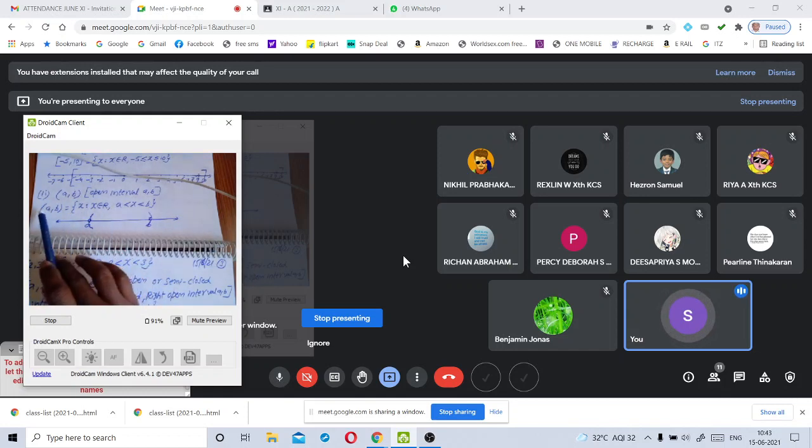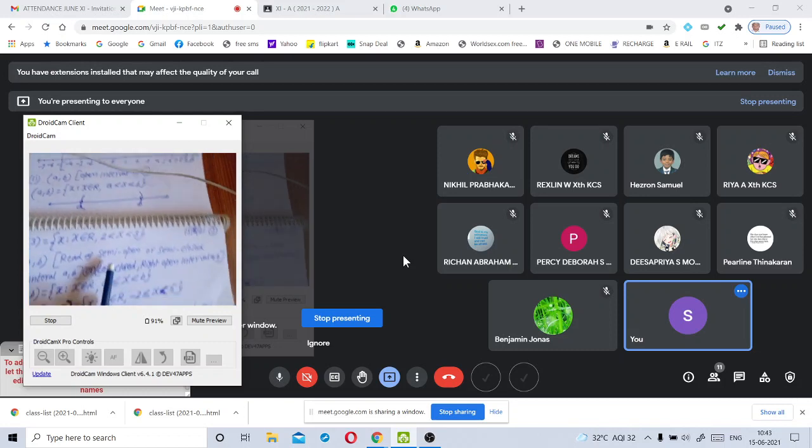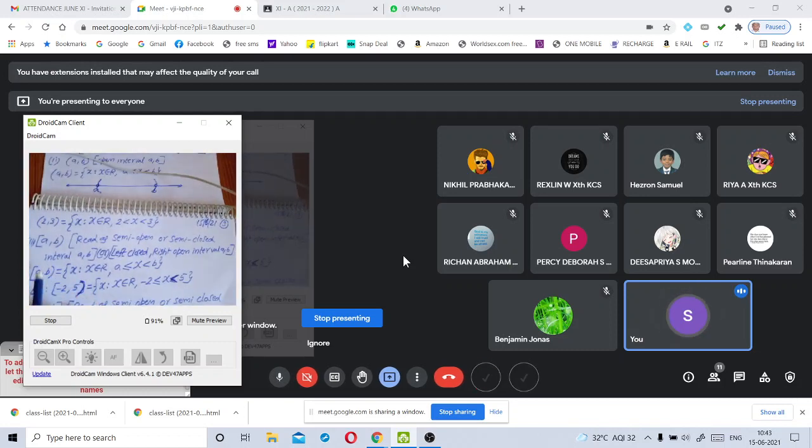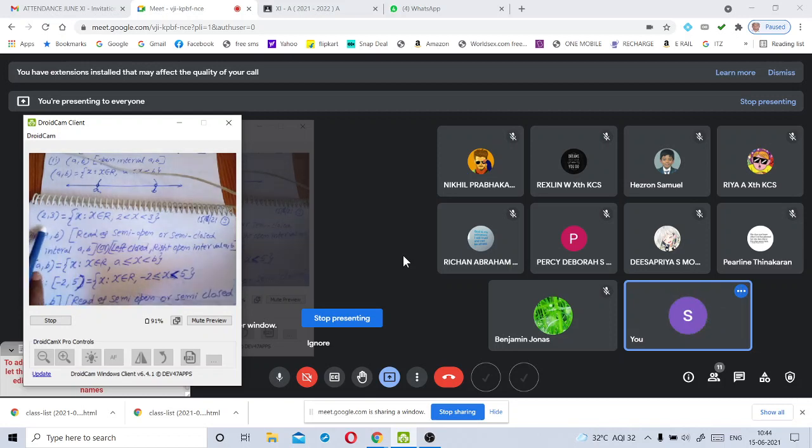Everyone read this line? Next interval, third interval. All of you concentrate here on how to read this interval. Left closed, right open interval A comma B. Please listen carefully, my dear children. Left side is a square bracket, closed bracket, and right side is an open bracket, small bracket. That is why this is read as left closed, right open interval A comma B.